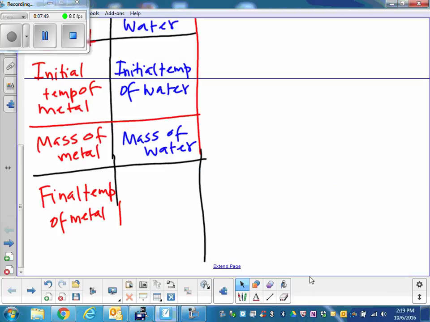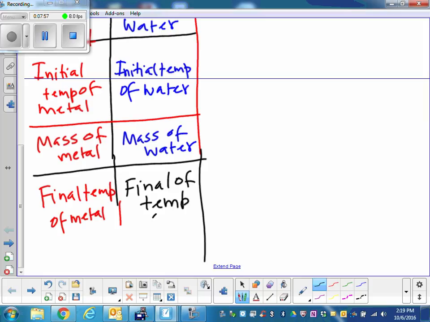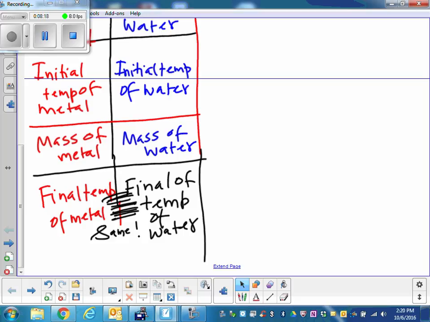All right, so this is going to be the final temperature of water, and it is going to be the same as the final temperature of the metal. They're going to be the same. Yes or no? Yes. Okay. So there are 5 different measurements I need to make. Or are there only 5?